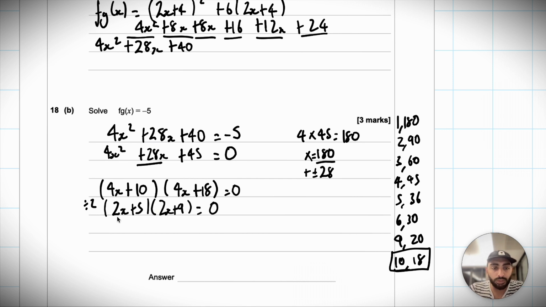If you wanted to check it, a nice way to check it is 2x times 2x gives me the 4x squared. 5 times 9 gives me 45. Last step, I just need to solve it.